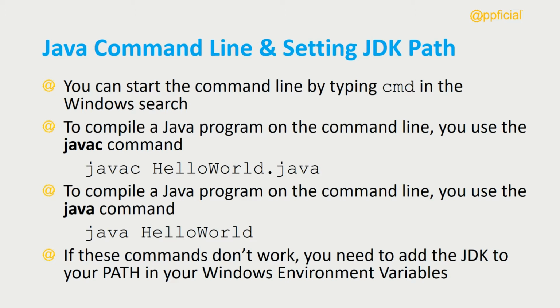And then to run a Java program on the command line, you use the java command, which is just the word java, space, and the name of your class without any extension. So java, space, HelloWorld. And if these commands don't work, then you'll need to add the JDK to your path in your Windows environment variables. So let's try that out.